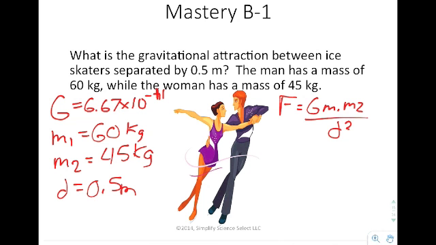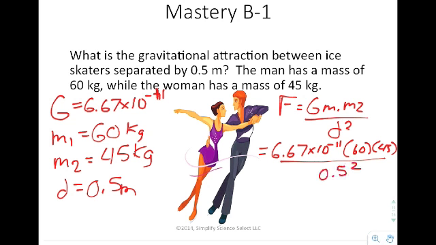At this point, you would plug in. You would say 6.67 times 10 to the minus 11th, which is a very, very small number, which is why gravity is very weak, times 60 times 45 divided by 0.5 squared. Whenever you plug in your numbers, you end up getting a very, very small value of 7.2 times 10 to the minus 7th newtons.